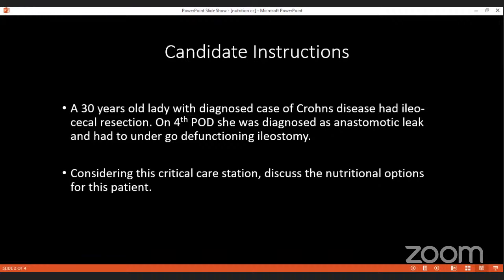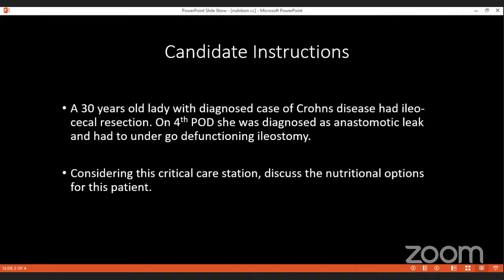Considering a critical care scenario, what are the feeding options that you can offer this patient? As per the scenario given to me, the option that I would have is to go for either enteral nutrition or parenteral nutrition. As the patient has already been given the defunctioning stoma, I could also go for enteral.